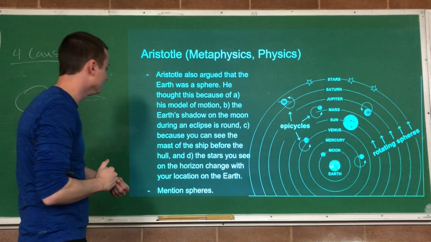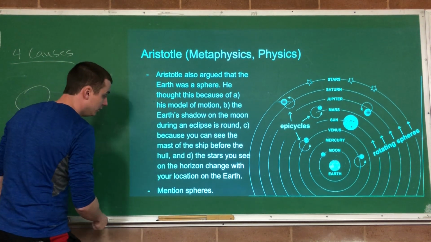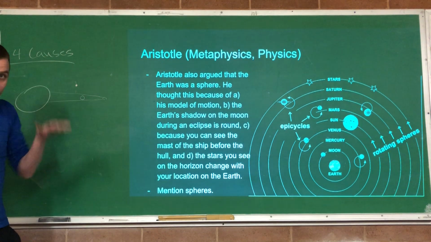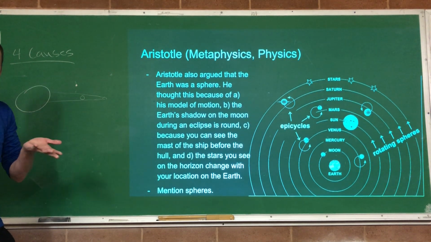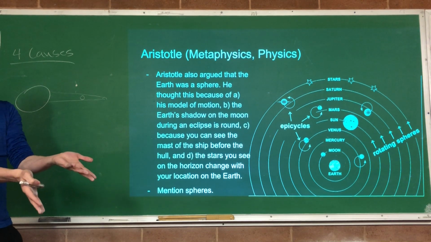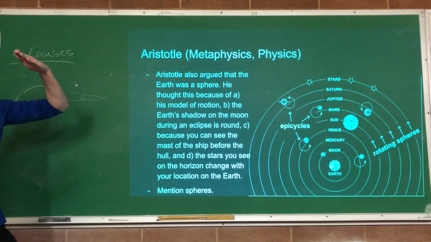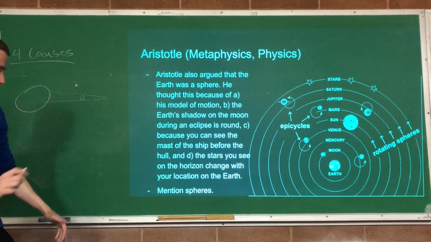Yeah. I had a second argument for why he thought this. This one had to do with just watching ships come in from the harbor. You watch a ship come in from the harbor, you can see the mast of the ship before you can see the hull of the ship. Why could you see that? Because the ocean must be slightly curved. And so it's actually going up in elevation.